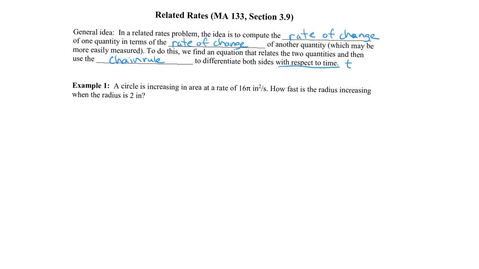So we'll start off with kind of an easier problem. Example 1 says a circle is increasing in area at a rate of 16 pi square inches per second. How fast is the radius increasing when the radius is 2 inches? So I'm going to give you this 6-step process that should work on all of these. It'll at least give us a framework, so we have a starting point. So whenever I start these, I always think of step 1, just get a picture.